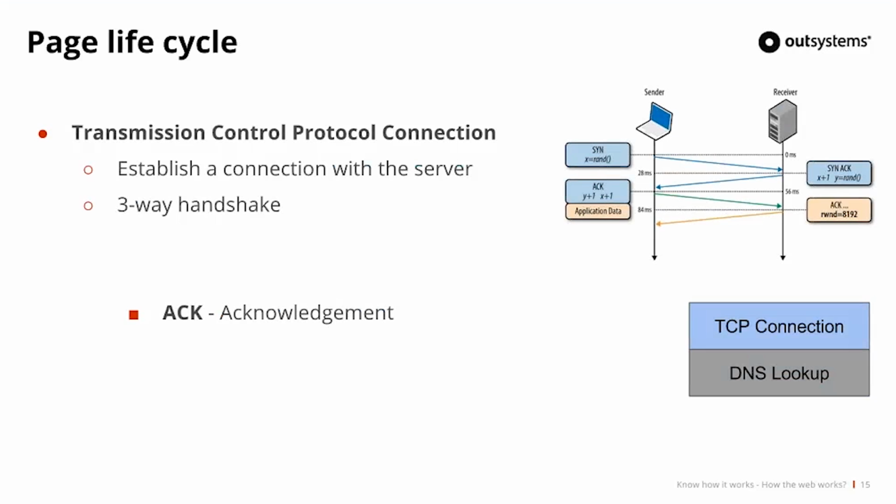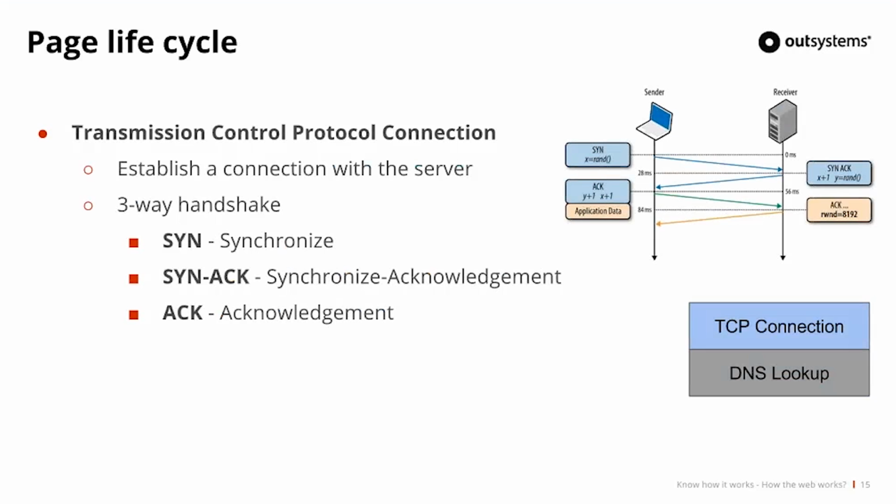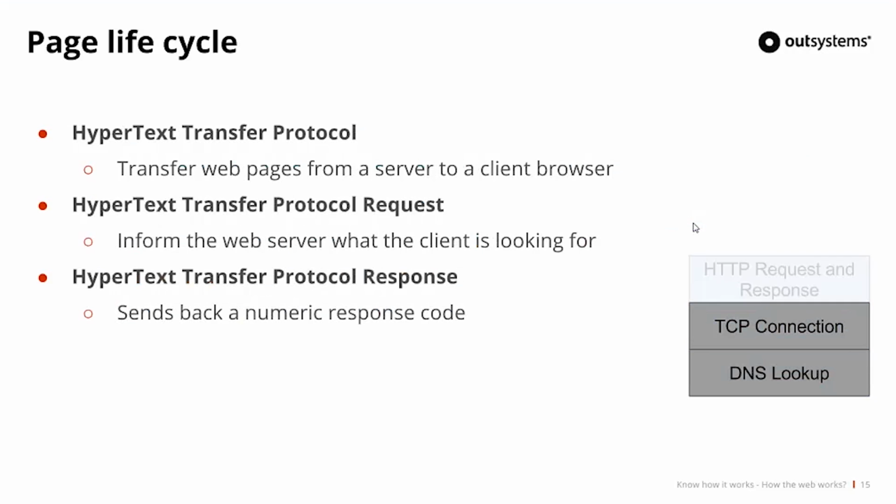We have the three-way handshake process, which is based on a 3-step synchronization. The first one is to synchronize. The second one is to synchronize and acknowledge by the receiver, and then you send back the acknowledgement again. If this three-way process succeeds, we have established a connection with the server. After that, we have the HTTP request and response.